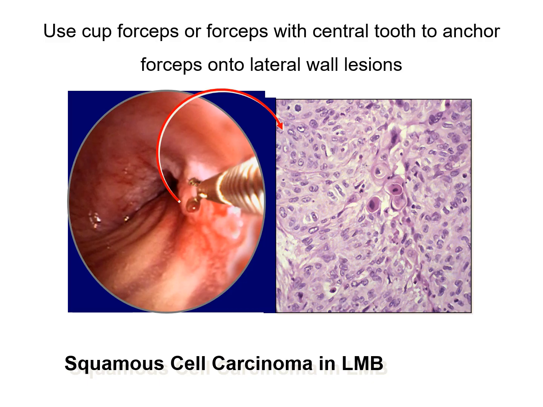This is an example of a mucosal abnormality that is seen along the wall of the left mainstem bronchus. Cup forceps, or those with a central tooth, can be used to anchor onto the endobronchial lesions along lateral walls, such as this one.